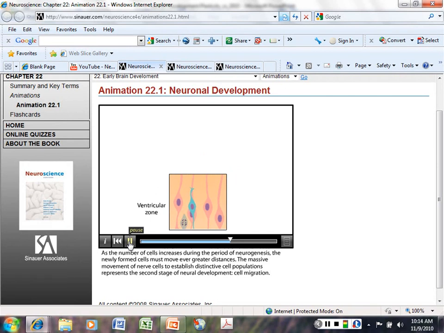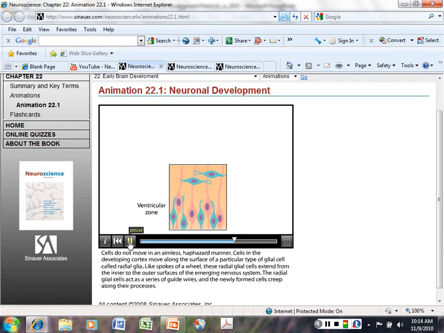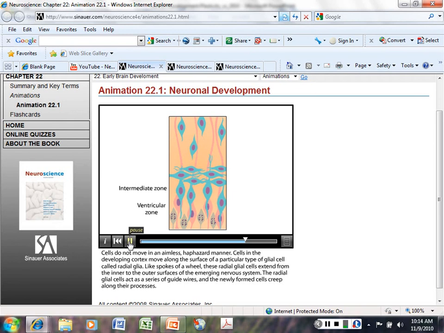The massive movement of nerve cells to establish distinctive cell populations represents the second stage of neural development, cell migration. Cells do not move in an aimless, haphazard manner. Cells in the developing cortex move along the surface of a particular type of glial cell called radial glia. Like spokes of a wheel, these radial glia cells extend from the inner to the outer surfaces of the emerging nervous system. The radial glial cells act as guide wires, and the newly formed cells creep along their processes.